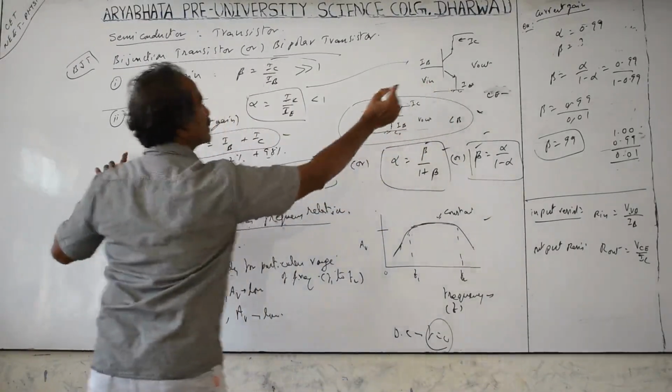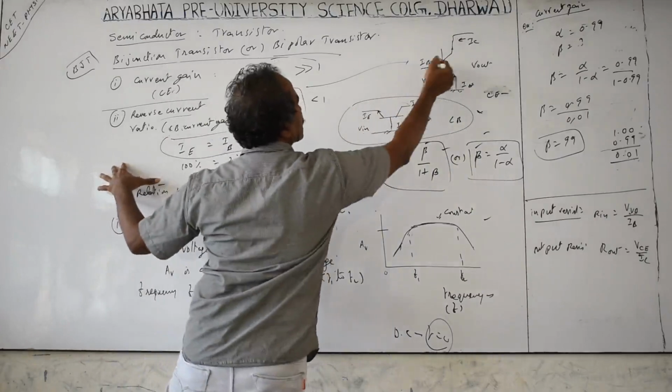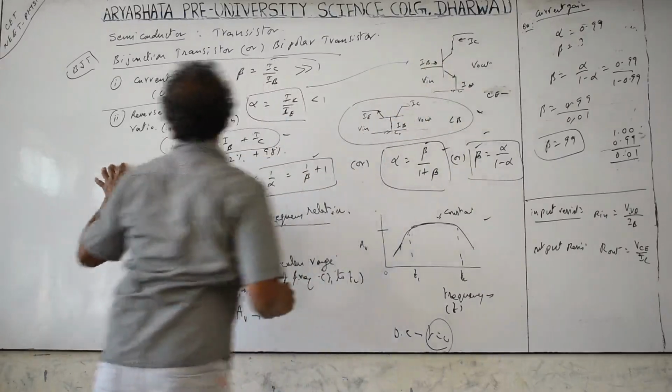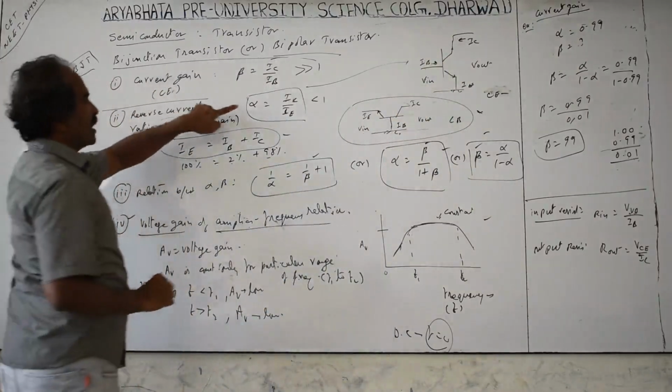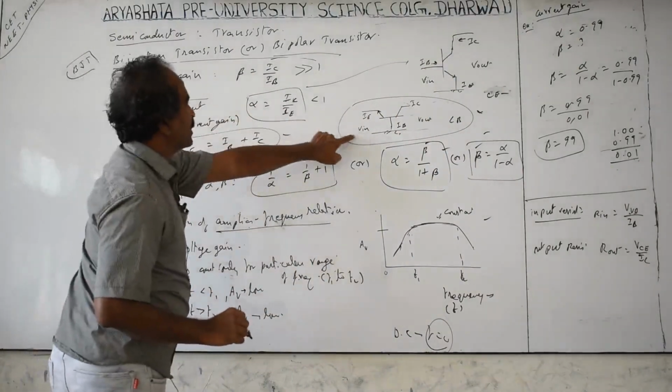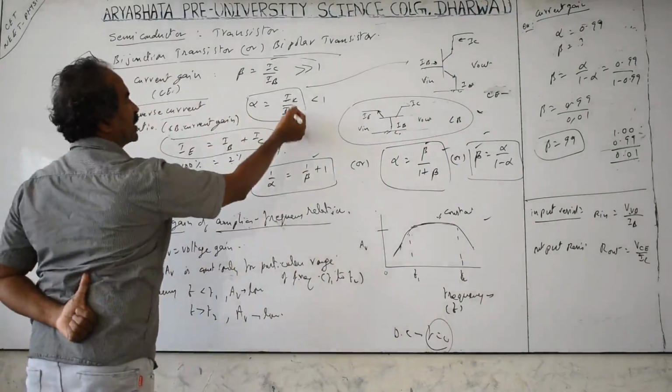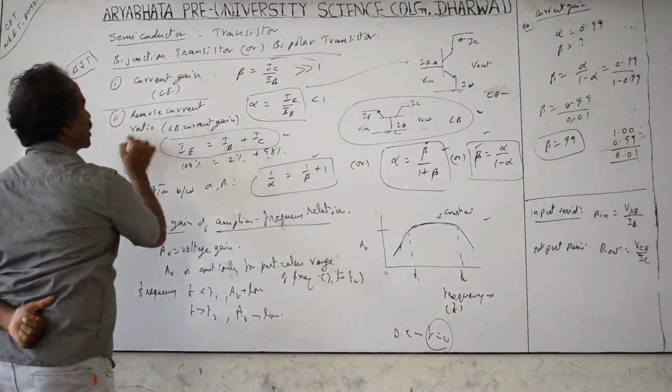Next, common base configuration, which is actually not in our syllabus. Input will be at IE, and output is taken from the collector. Base is common to both input and output. In the previous case, the collector current is the output and the base current is the input we have taken.